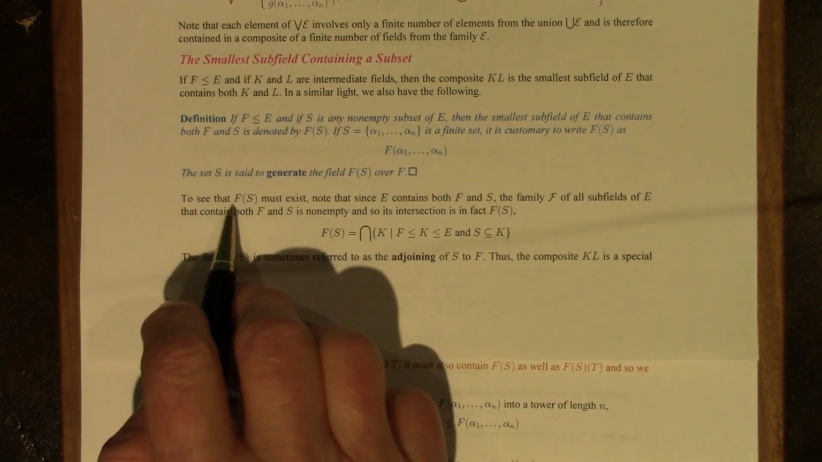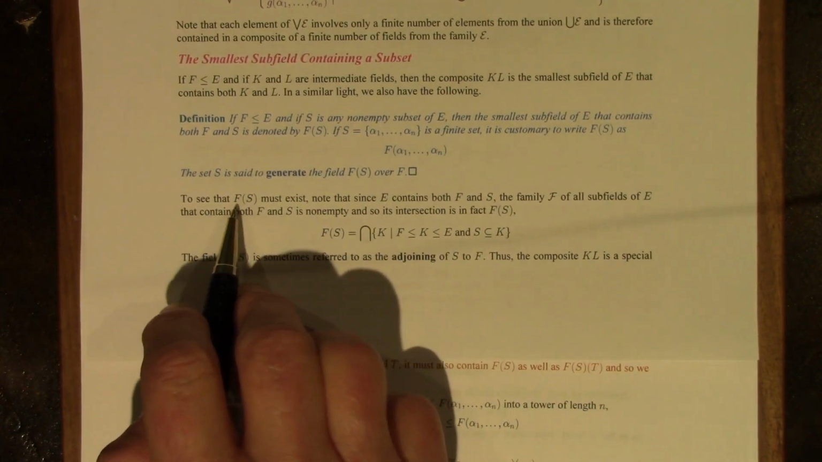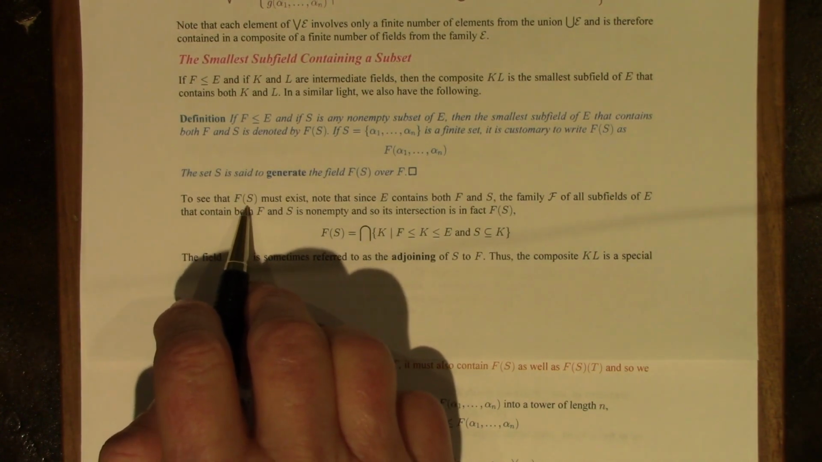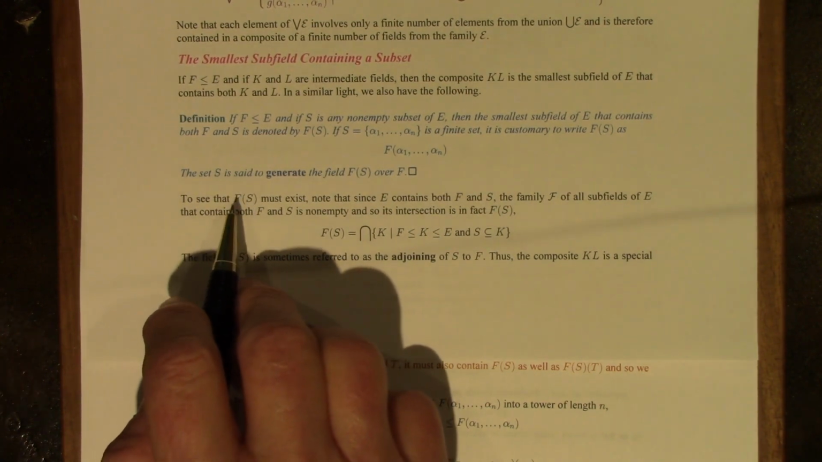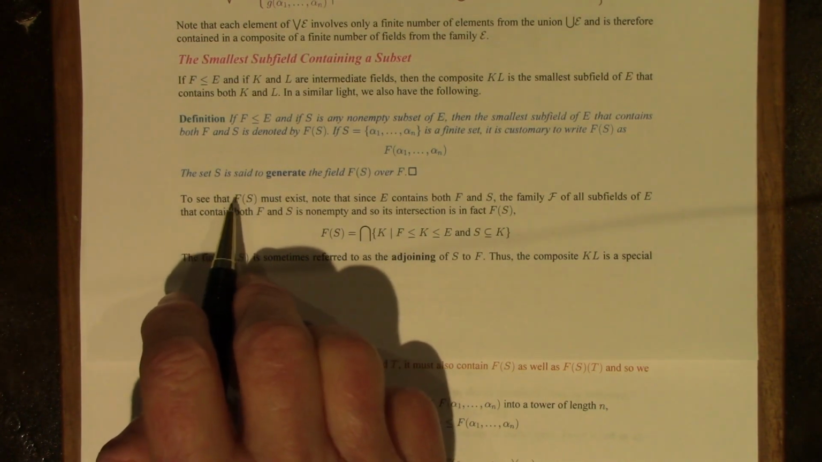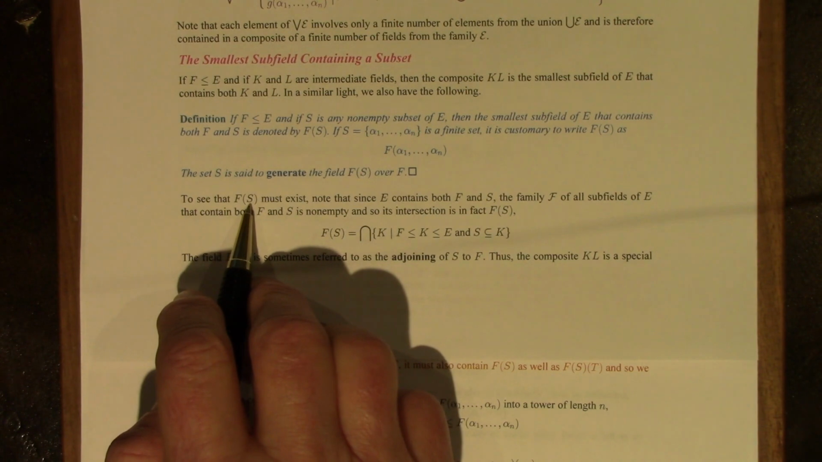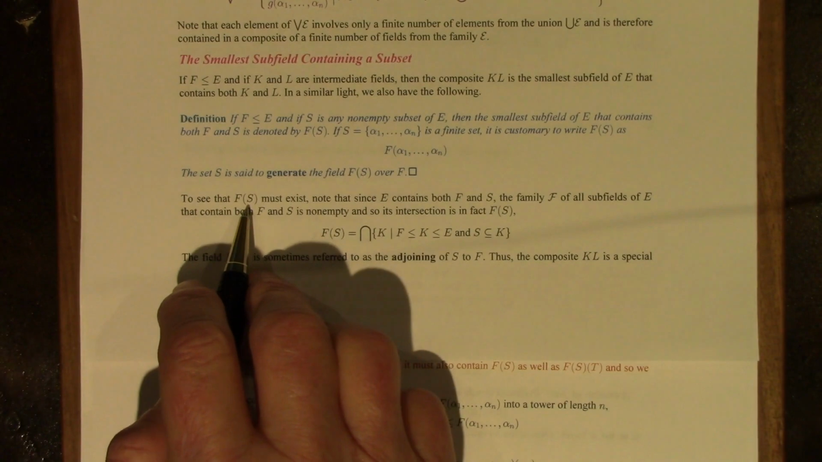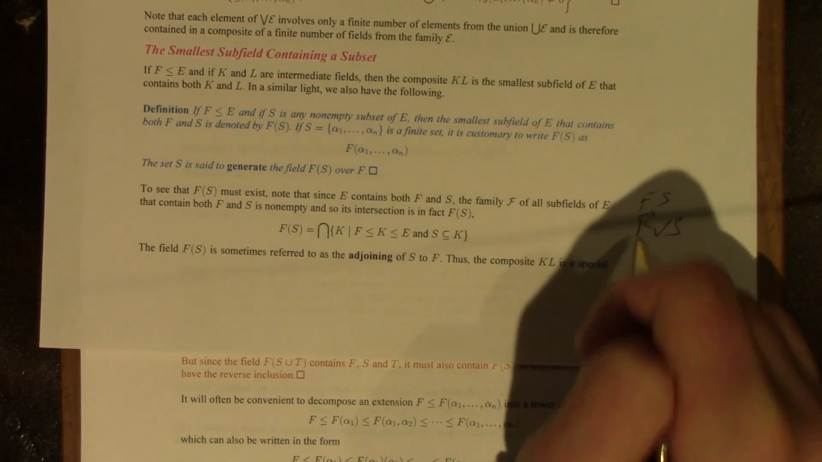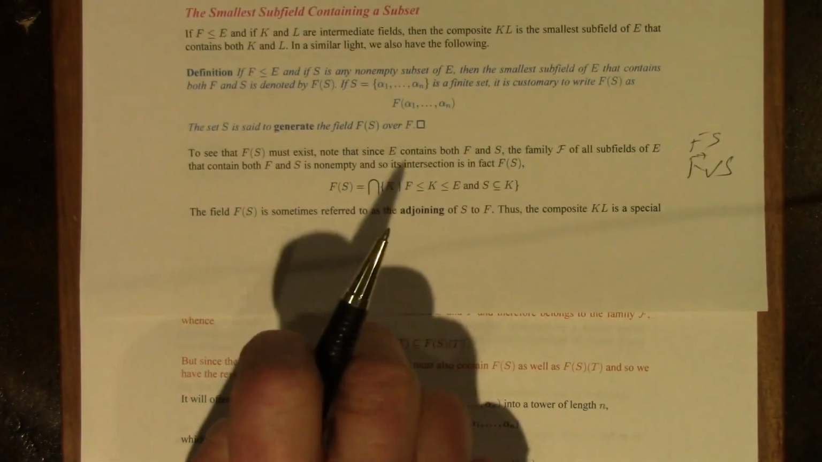So when you look at this expression, you should think, first of all, the field F and the set S belong to a parent field, E, and that this is the smallest subfield of E that contains both F and S. If S was a field, we could just write FS, or F join S. But this is the notation we're using when S is a set.